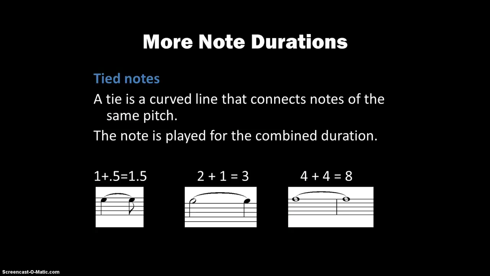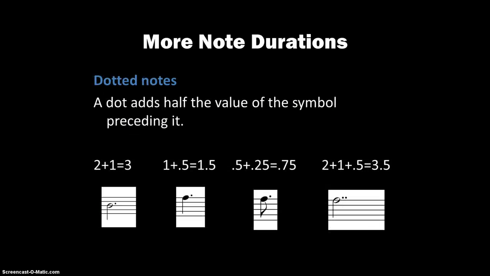Or 2 plus 1 being 3, 4 plus 4 is 8. You'll notice that that tie actually goes over the bar line. That is perfectly okay to do with ties. I've actually played music where you might have 8 eighth notes that are all tied together over the bar line. Dots are a little bit fancier, but it's a more elegant way of doing it because you don't have to have all those ties in there.